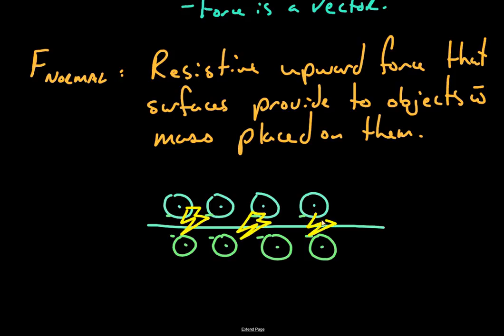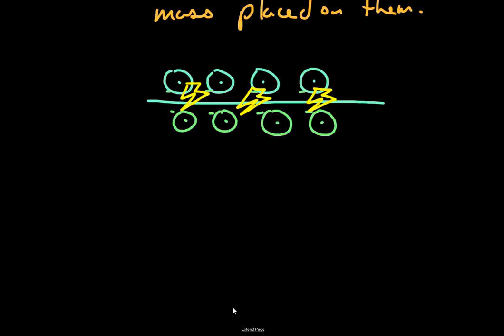So, if you're sitting in a chair right now, what is preventing you from passing through your chair? It's the electrostatic repulsion of the chair atoms to your butt atoms, okay? All right, so let's dive into this normal force because it's pretty important. It's what's preventing you and I from getting sucked into the earth, right?